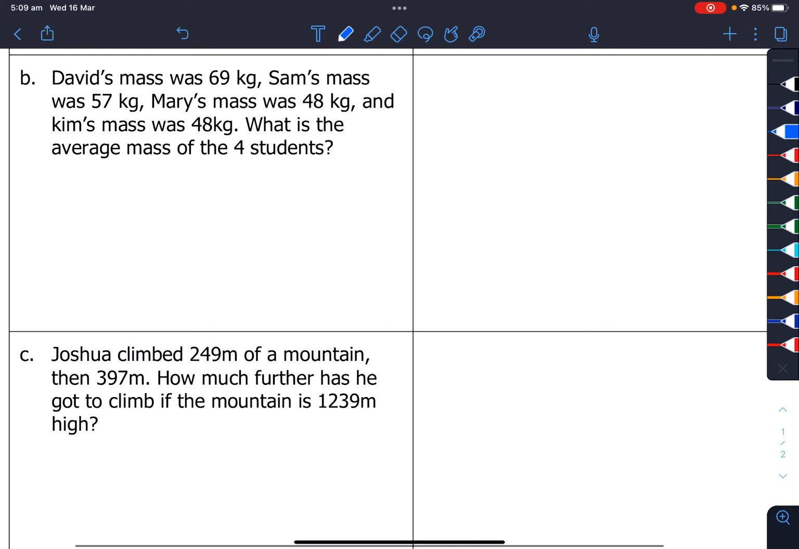B. David's mass was 69 kilograms. Sam's mass was 57 kilograms. Mary's mass was 48 kilograms, and the king's mass was 48 kilograms. What is the average mass of the 4 students?